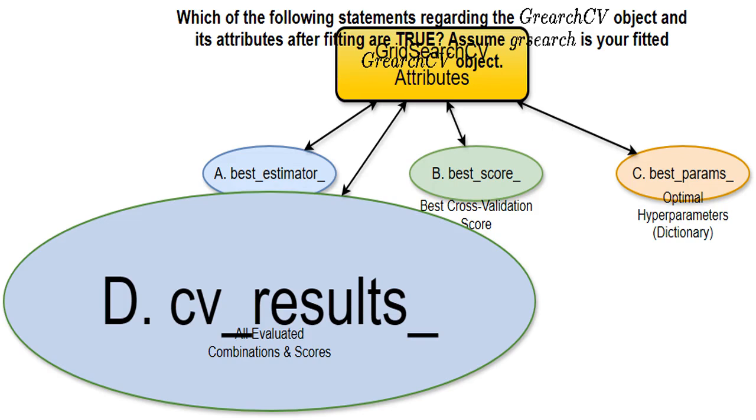This attribute is a treasure trove of information. It's a dictionary holding all the results from the hyperparameter search. It includes the scores and hyperparameter settings for every combination tried. This offers a detailed view of performance across all settings.